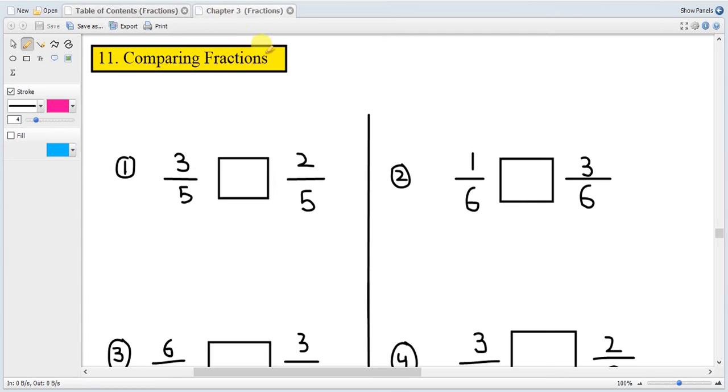Let's begin. For comparing fractions, the rule is quite simple that we need to keep in mind. We have two fractions and we have to compare which fraction is bigger or which fraction is smaller, or whether both of these two fractions are the same or equal. So how are we going to figure this out?